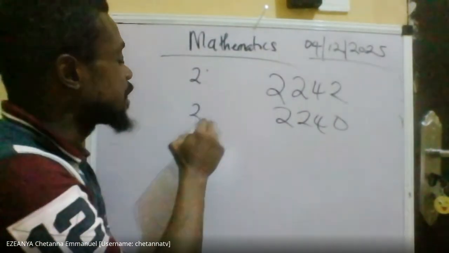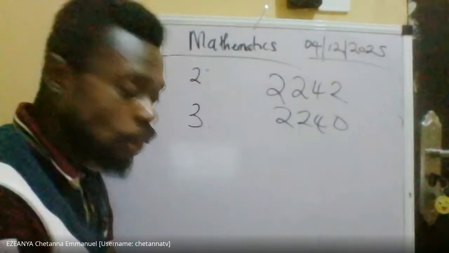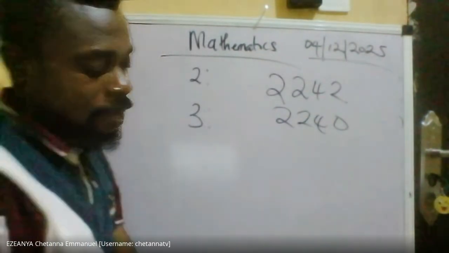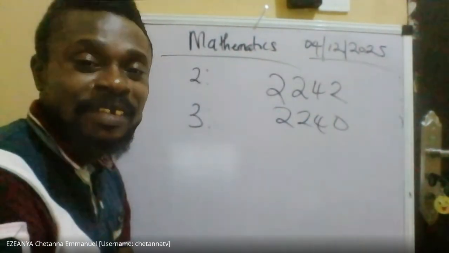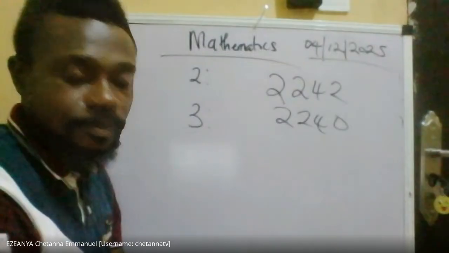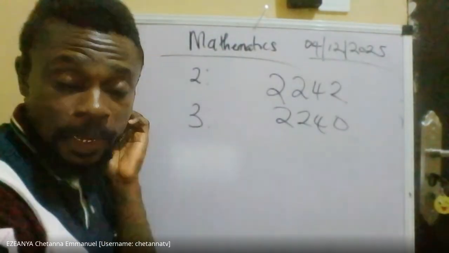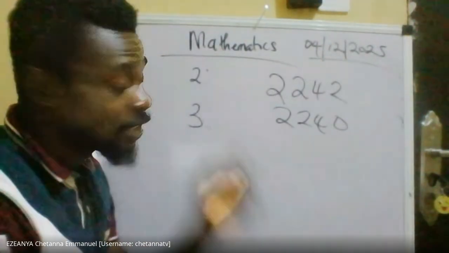Then let's look at 3. Let's look at what we see in a number for you to say that that number is divisible by 3. Did you understand what I said by 2? Yes. Right.